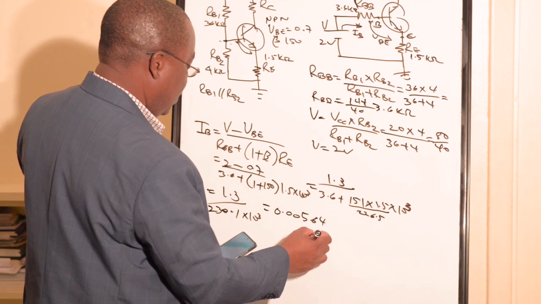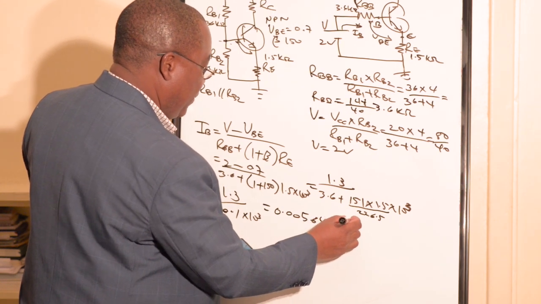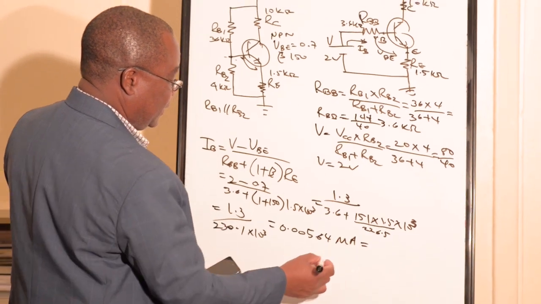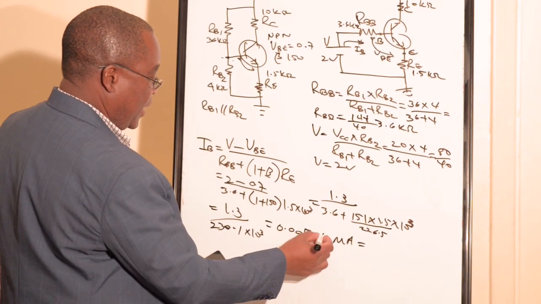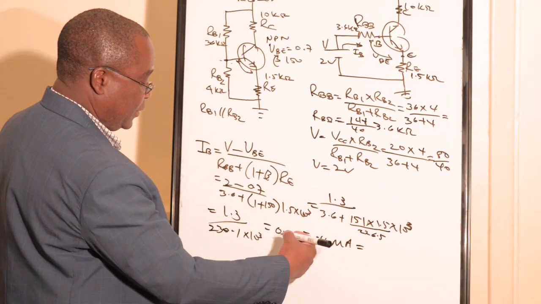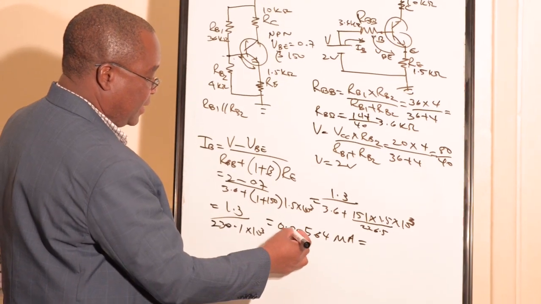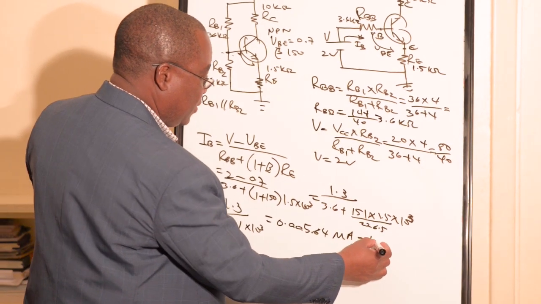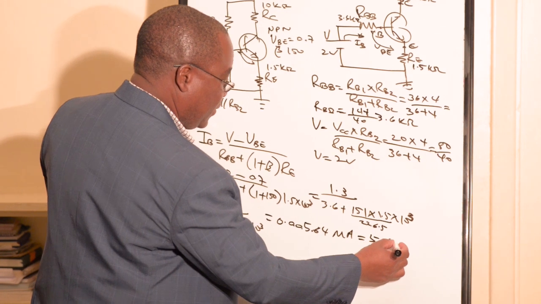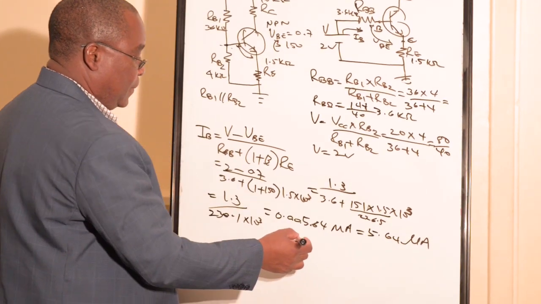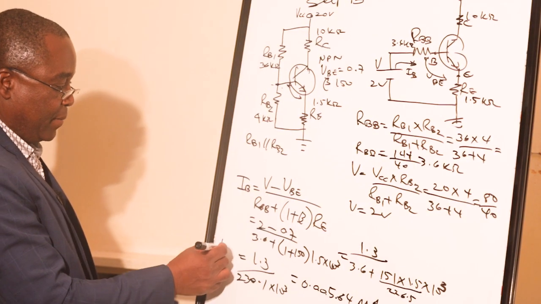0.0000564 milliampere, which also can be a microampere. We go forward 3 decimal places, so we can have 5.64 microampere also. So this is IB.